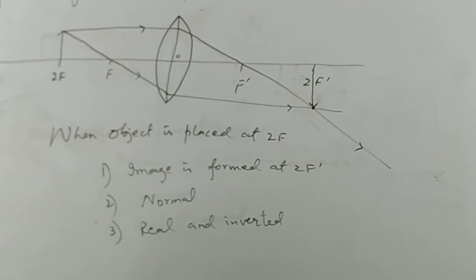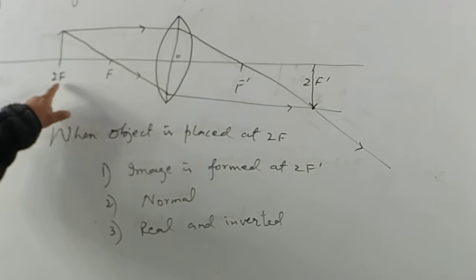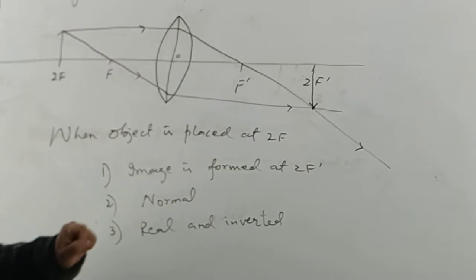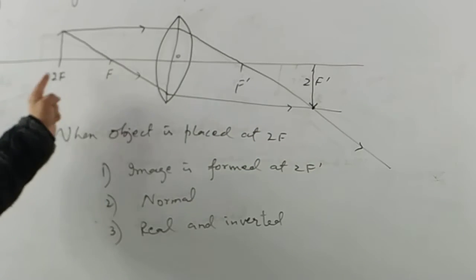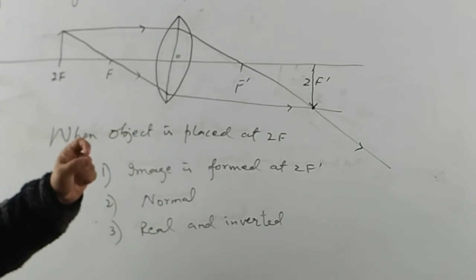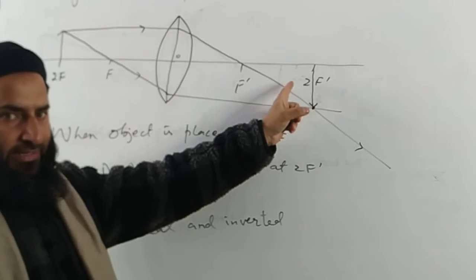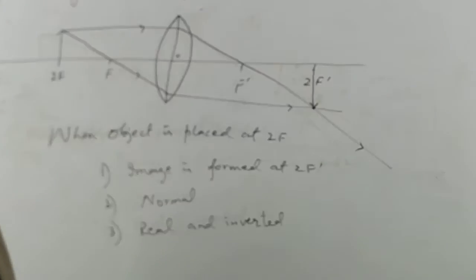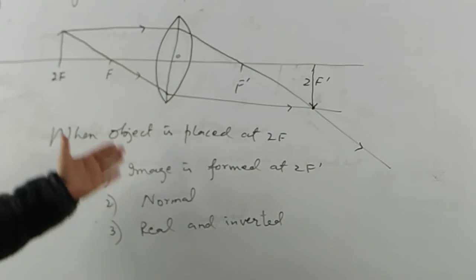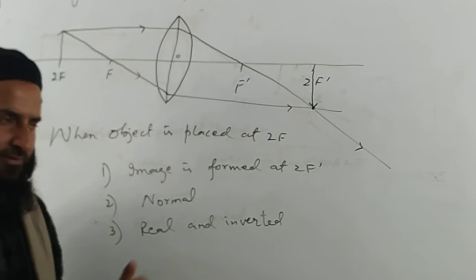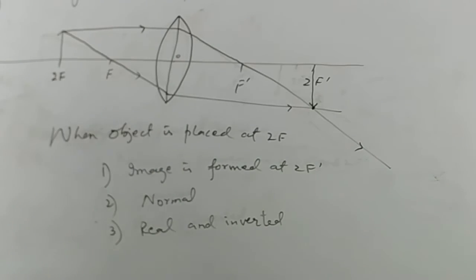Please check it. The object is at 2F. The image is also formed at 2F dash. The size of the object and the size of the image is the same. The image is real. That's why it's a bold line. It's not dotted. It's a real image. We can save it on a storage device. It is inverted, upside down. All these points, please check it out here. That is case number 3. Let me discuss the next case now.